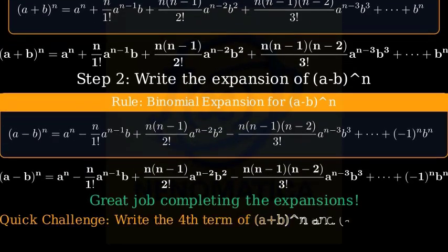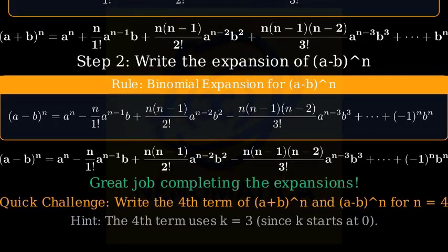Great job completing the expansions. Quick challenge. Can you write the fourth term of (a+b)^n and (a−b)^n explicitly for n equals 4? Take a moment to think, then we will reveal it.